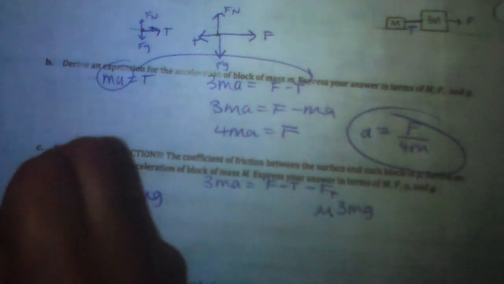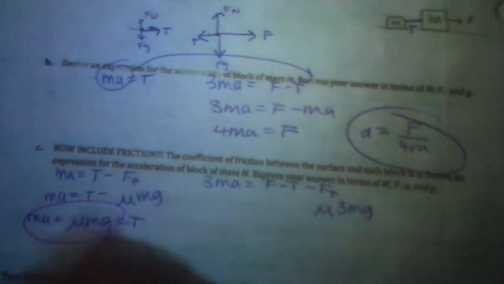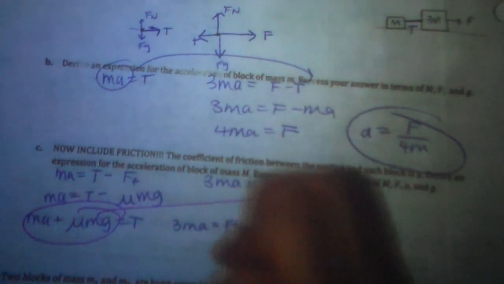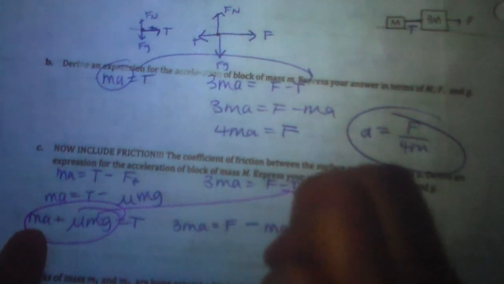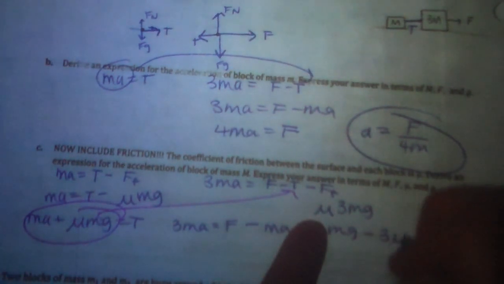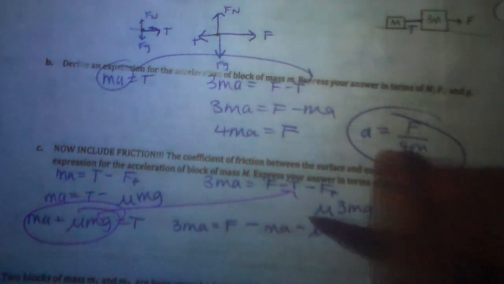Get T by itself. Once you have T by itself, we're going to substitute in. So this is 3MA equals F minus all of this, and then minus the force of friction, which was 3 mu mg. This 3 is just a coefficient. It doesn't matter if it's right here or out front because it's just getting multiplied by 3.